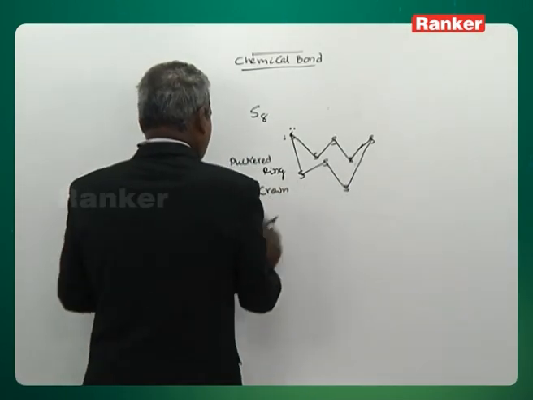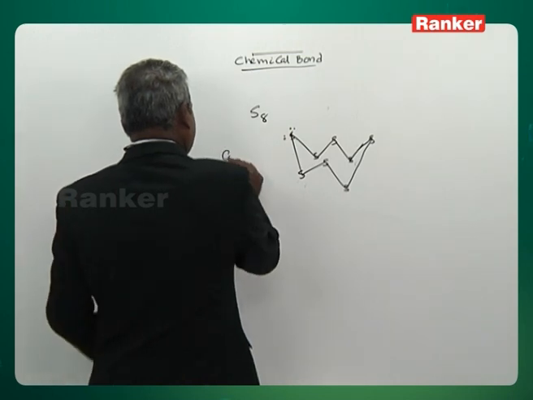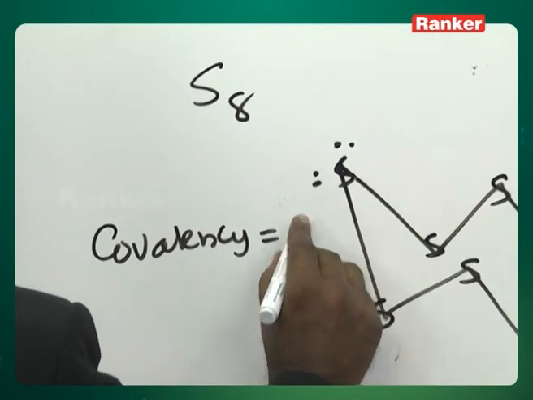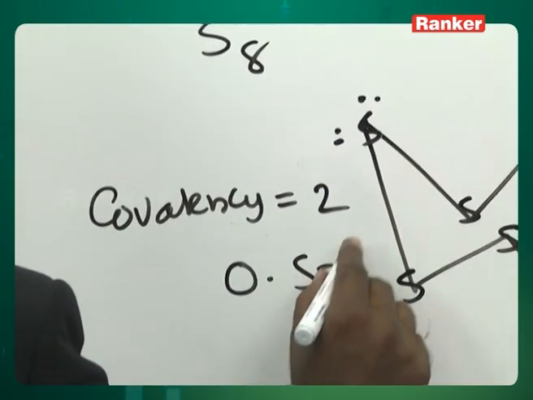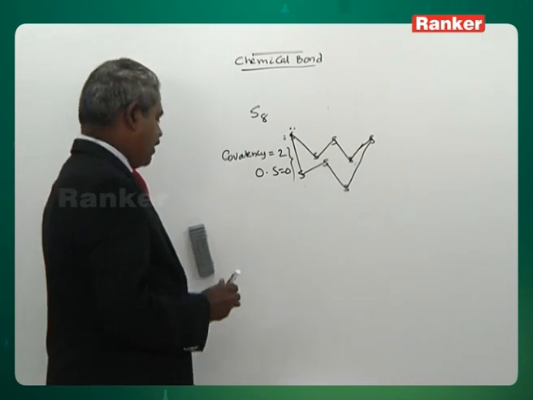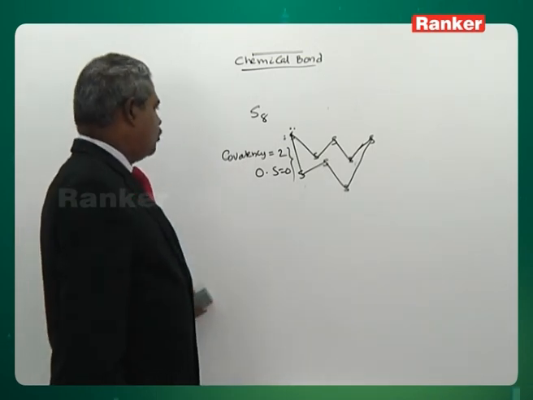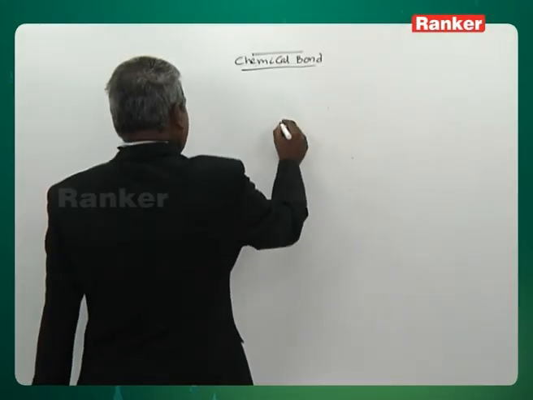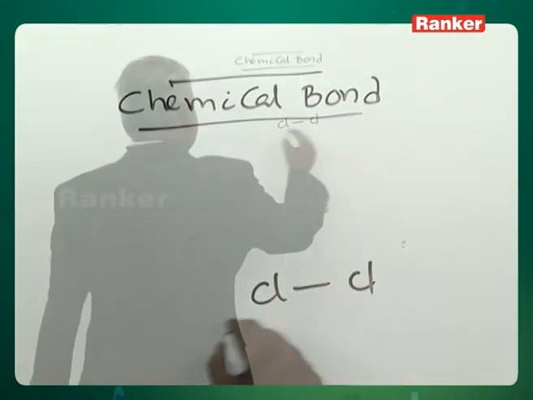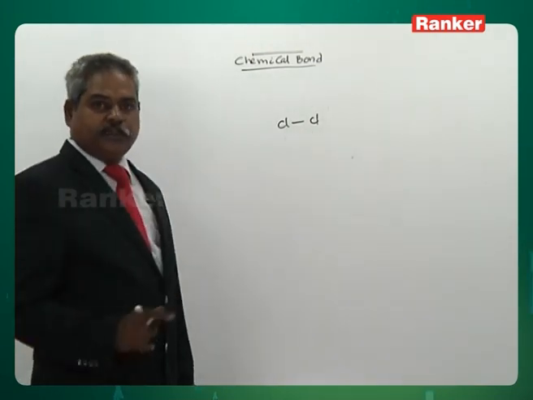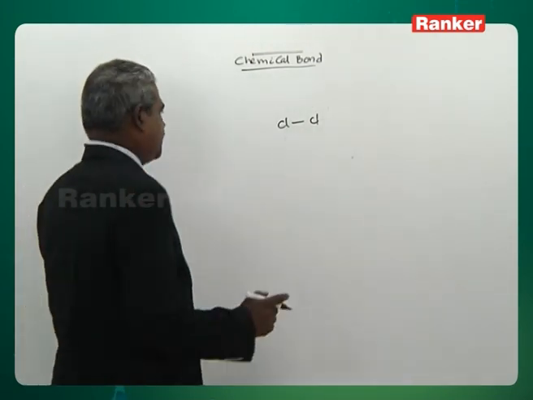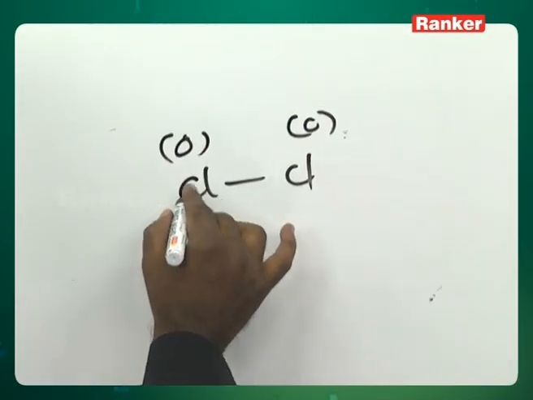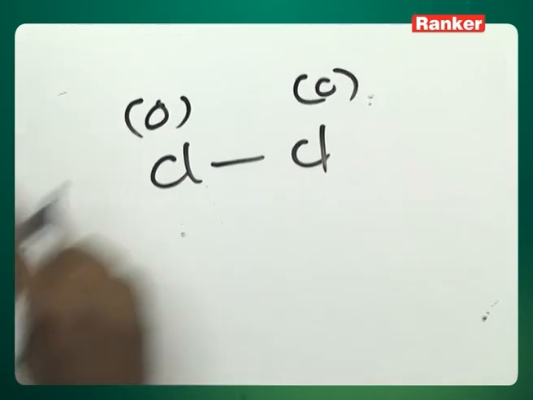What is the covalency of sulfur here? Covalency. Each sulfur is forming two bonds, no doubt, but in those two bonds it is not winning an electron, it is not losing an electron. What about Cl2? No win, no loss. So 0, 0. Neither losing nor winning, two chlorines.